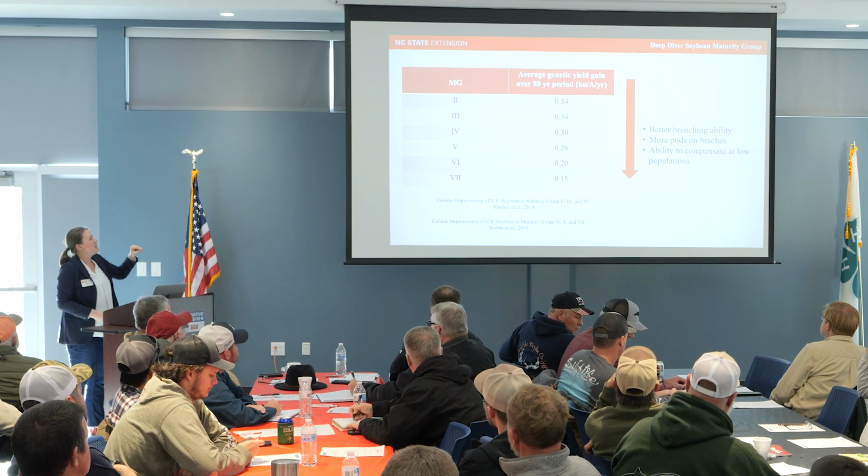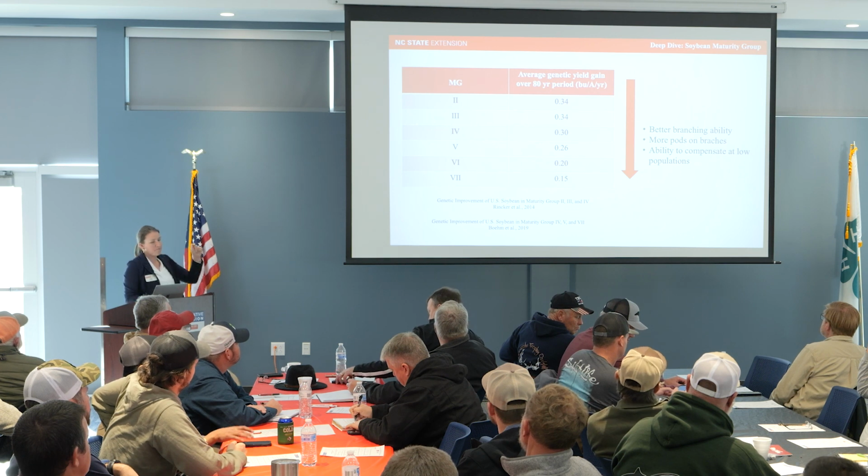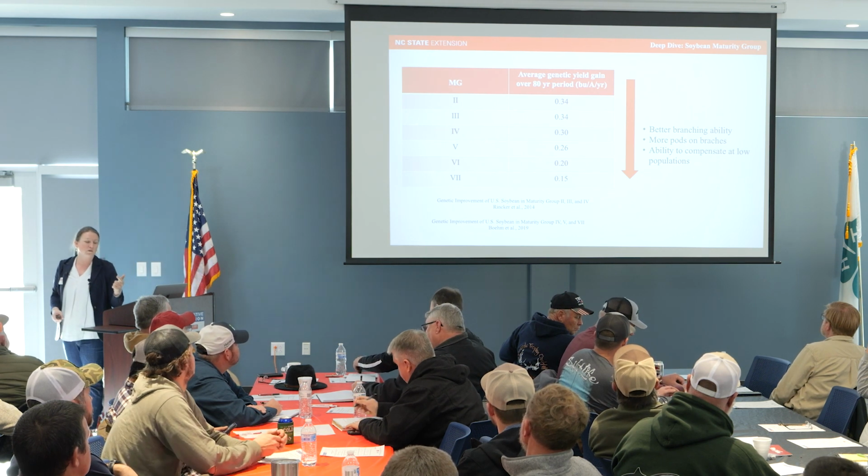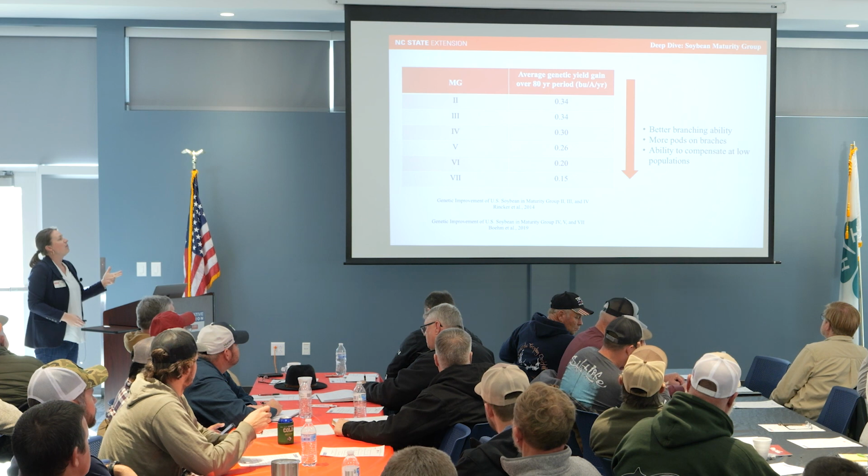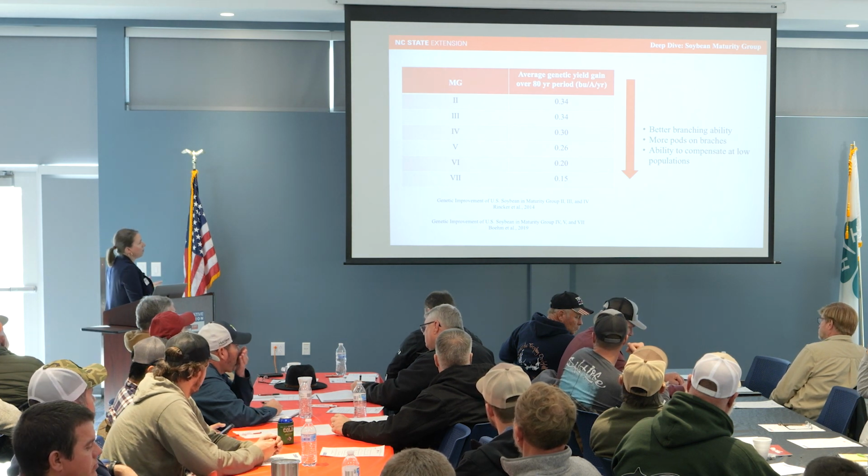Particularly, they're breeding earlier maturing varieties to have better branching ability, to put more pods on branches, and to have the ability to compensate at low populations, essentially through both of those things. And so that's why you often see in these yield contest entries, the population's 80,000 seeds per acre. They're dropping the population low. The genetics have been bred to thrive in that environment. So when we look at these high yielding situations, one of the reasons the earlier maturing varieties perform more optimally is simply because the genetics can push harder in those high yield environments.